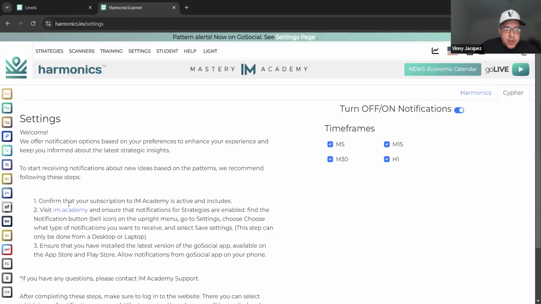And it's literally telling you right now, right? Go to your IM subscription. Confirm that your subscription to IM Academy is active and includes. Visit IM Academy and ensure that notifications for strategies are enabled. Find the notification button, bell icon on the upper right menu. It's literally showing you how to do it.